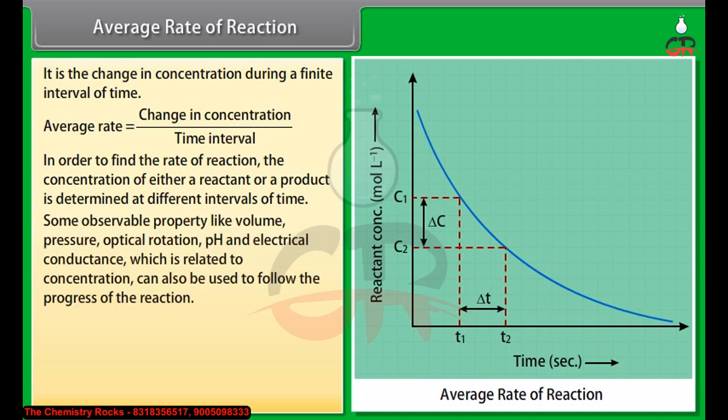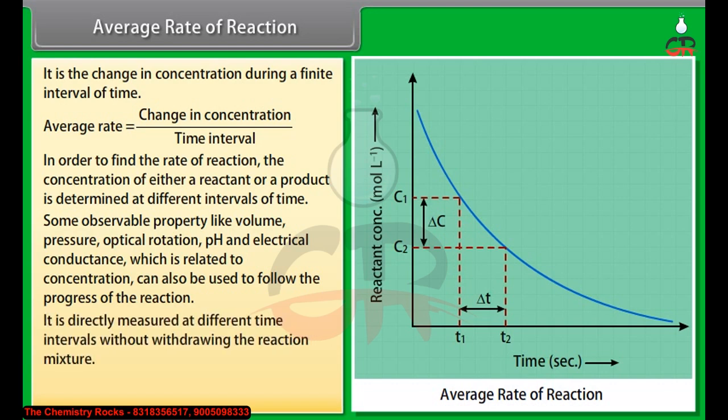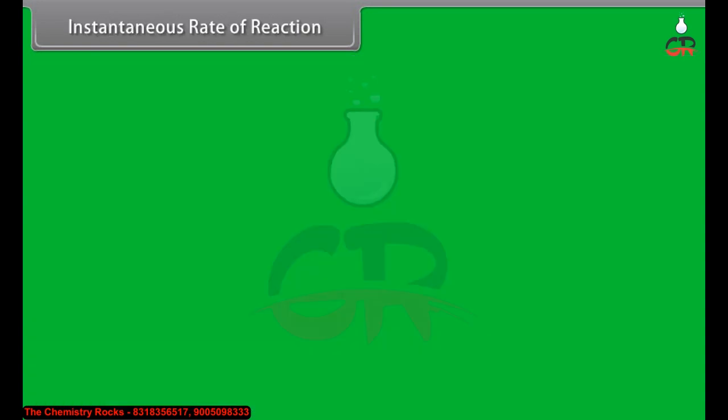Some observable property like volume, pressure, optical rotation, pH, and electrical conductance, which is related to concentration, can also be used to follow the progress of the reaction. It is directly measured at different time intervals without withdrawing the reaction mixture. Average rate is equal to negative delta C upon delta T. Instantaneous rate of reaction.